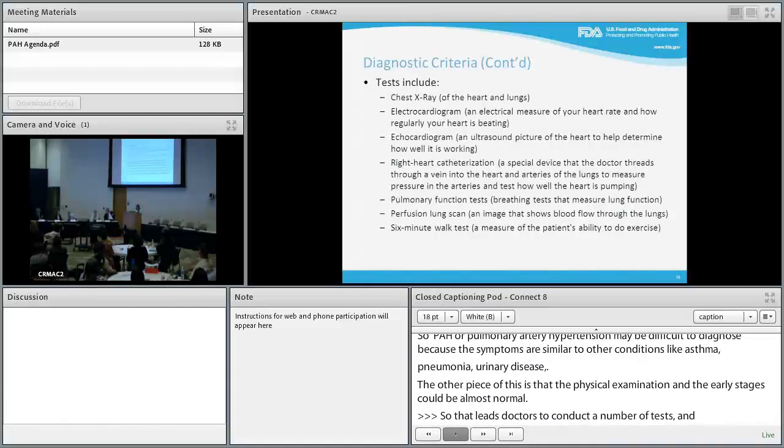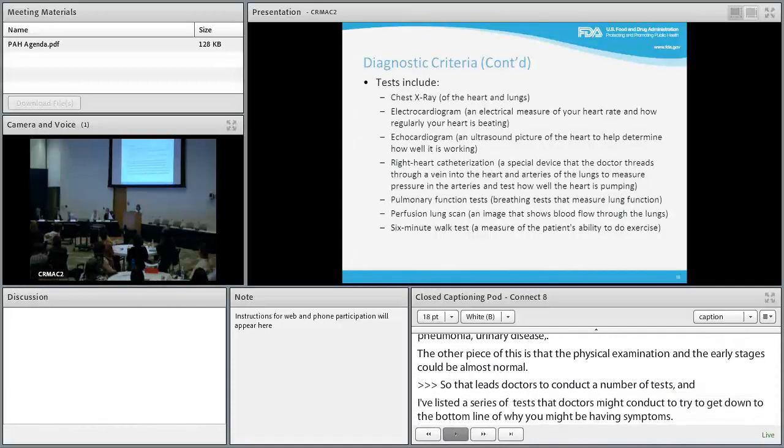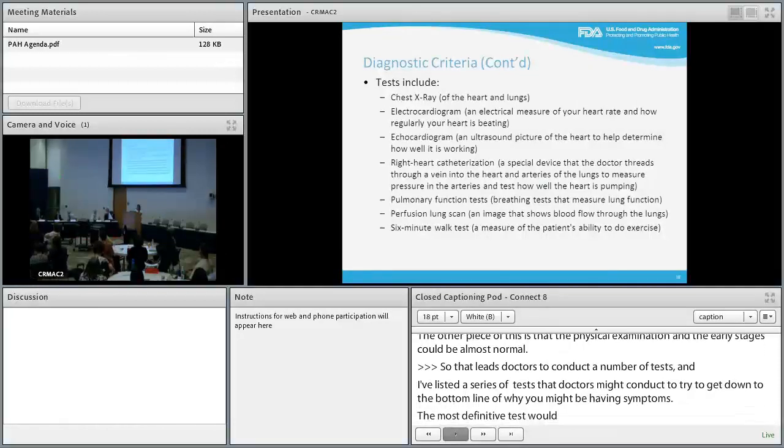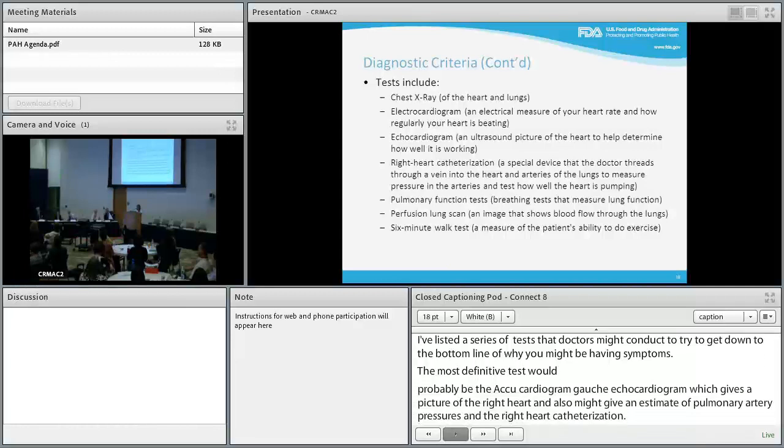The most definitive tests would probably be the echocardiogram, which gives a picture of the right heart and also might give an estimate of pulmonary artery pressures, and the right heart catheterization, which is a special device that doctors put into the heart and arteries to measure the actual pressures.